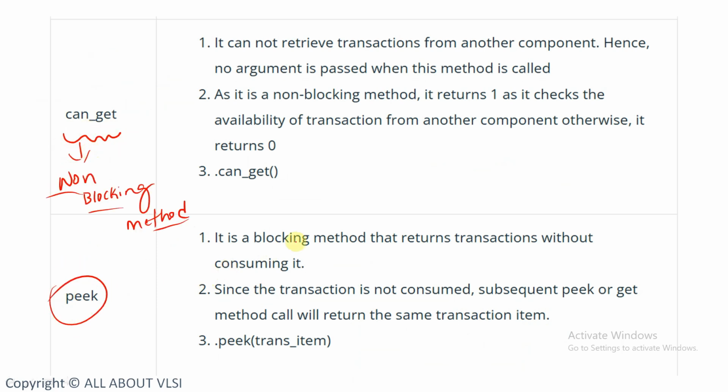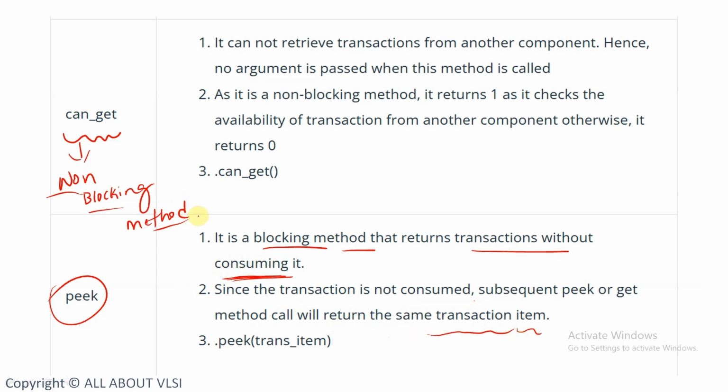Now, coming to peek port, it is a blocking method. This peek port is a blocking method that is going to return the transactions without consuming it. Since the transaction is not consumed, a subsequent peek or get method call will return the same transaction item.